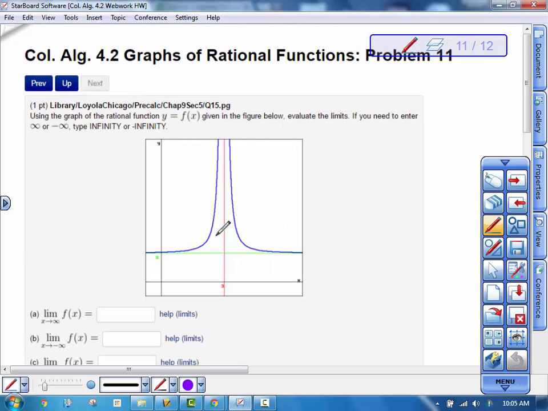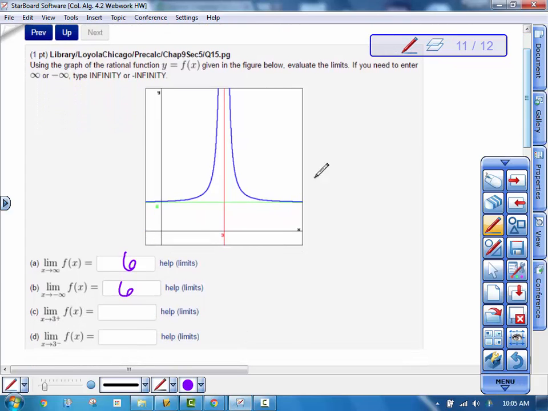Next problem gives us this function, and it wants to know the limit as x goes to infinity. As x goes to infinity, this function approaches 6. And then as x goes to -infinity, this function approaches 6 again. And then as x goes to 3 from the right, it goes up to positive infinity. And as x goes to 3 from the left, it also goes to positive infinity.